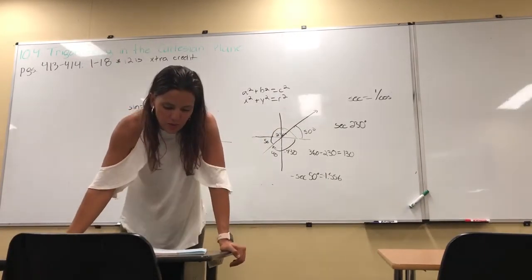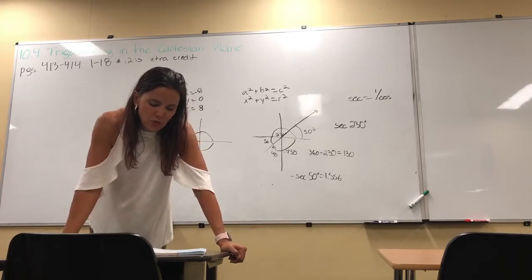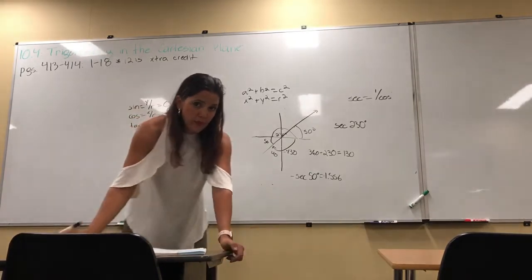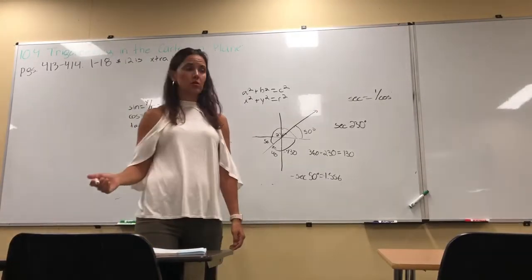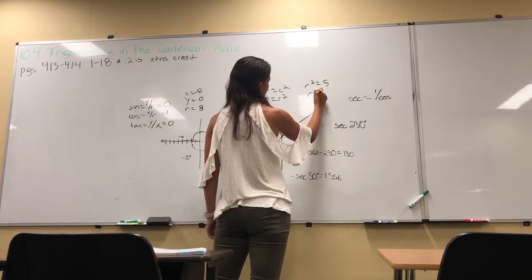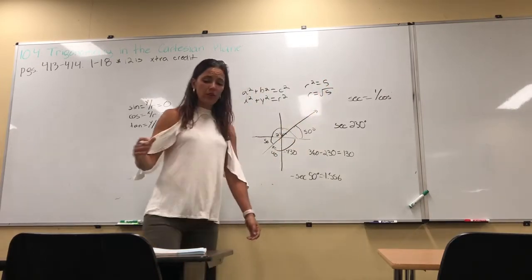So in the first problem, you have -2 and 1. Remember, you're going to square them, so it doesn't matter. So it's 2 squared plus 1 squared, which is what? 2 squared is 4, 1 squared is 1. So it's r squared equals 5, r equals square root of 5. So you have all the numbers, okay?